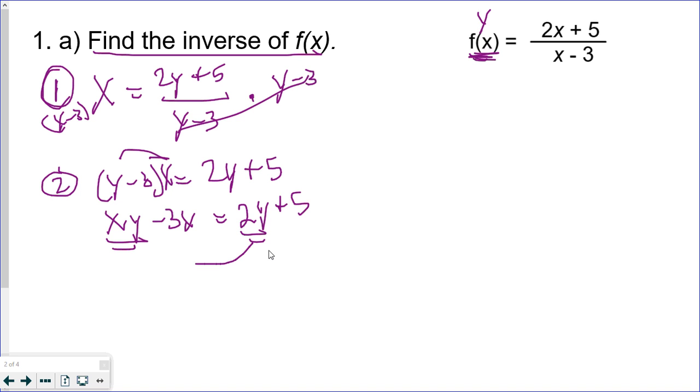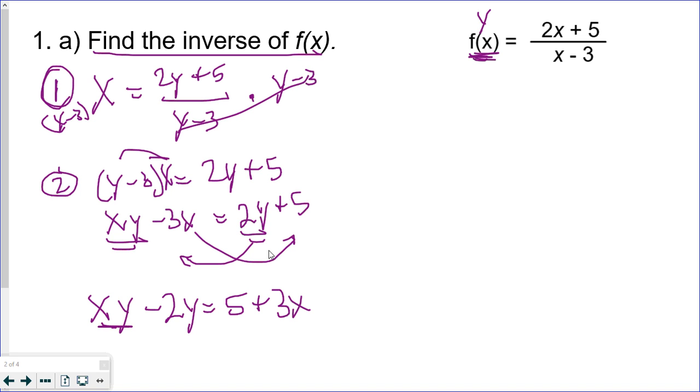So what I'm going to do is move 2y over here and negative 3x over here. So what we got is xy minus 2y equals 5 plus 3x. And then if we're trying to get y by itself, notice that these two have a GCF of y. So this is how we go from two y's to one y. We're going to take that GCF of y out. So then I'm left with y times x minus 2 equals 5 plus 3x.